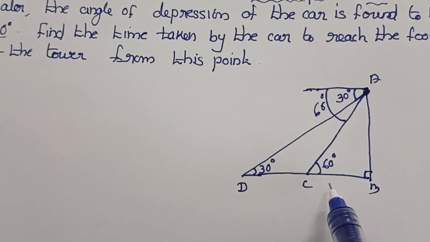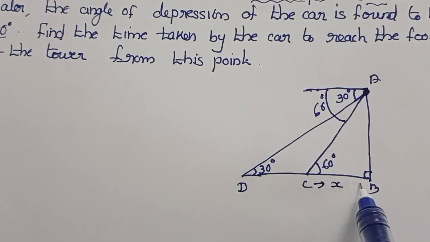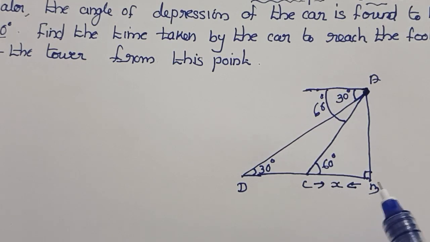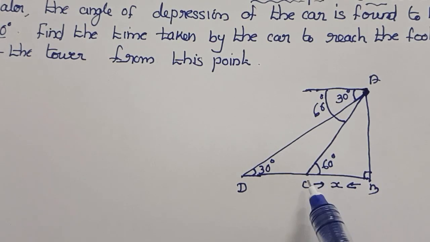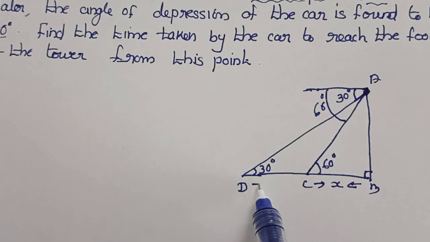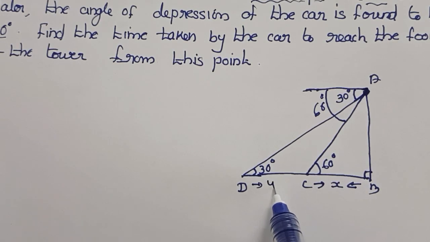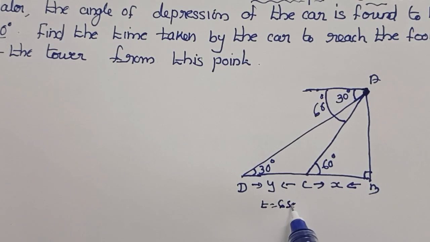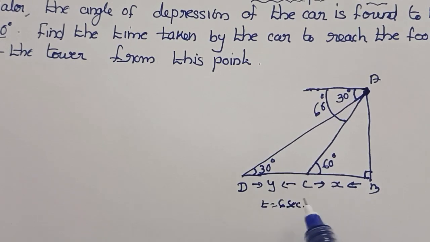Here we have to find the distance traveled. After that, find the time taken by the car to reach the foot of the tower from this point. First distance traveled equals y, and time taken is given as 6 seconds. Here we have to find the time taken.